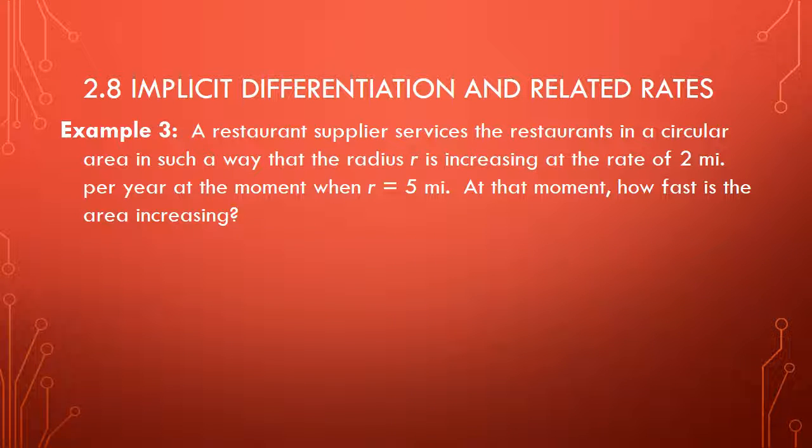A restaurant supplier services the restaurants in a circular area in such a way that the radius r is increasing at the rate of 2 miles per year. So that's the rate of increase of the radius with respect to time. At the moment when the radius is 5 miles, how fast is the area increasing?